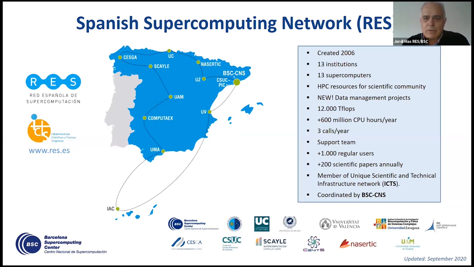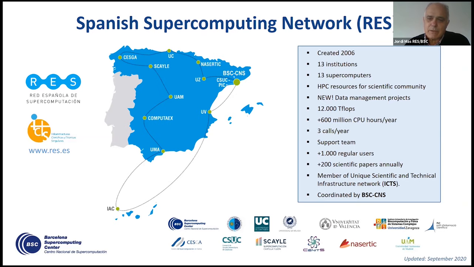Well, we provide more than 600 million CPU hours a year for the projects of the scientific community. The computing calls are divided into three times of the year, three calls per year. And besides allocating time for the supercomputer, we have a team of support people helping with any technical problem you may have when using the supercomputer.